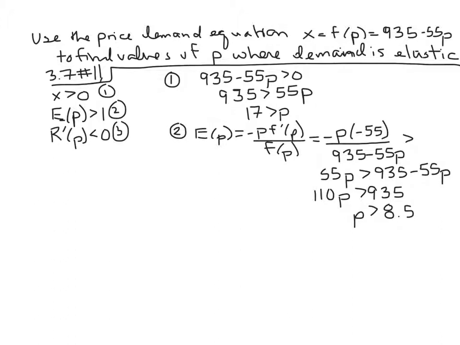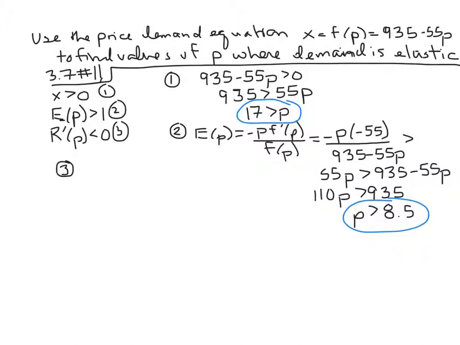All right, so right now I have two pieces of information. I should circle them because they're the ones that I need to keep in mind when I write my full answer. Now the next thing that also needs to happen, the third thing, is that the derivative of revenue also has to be less than 0.